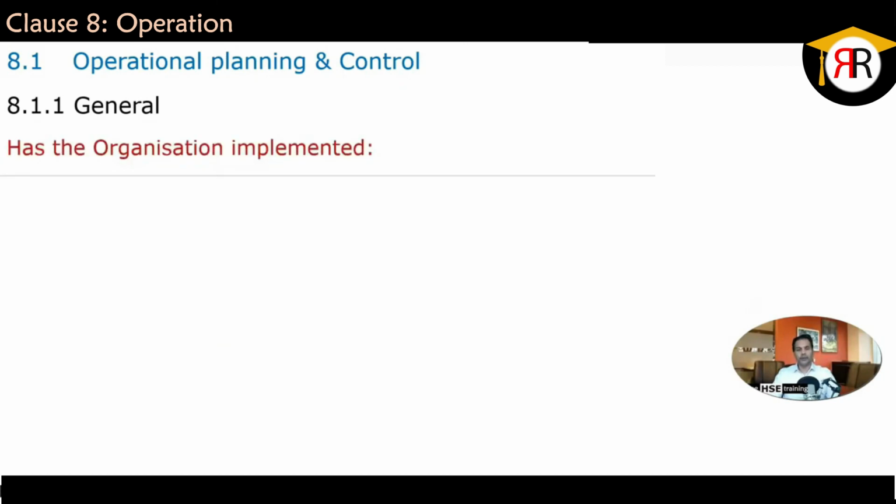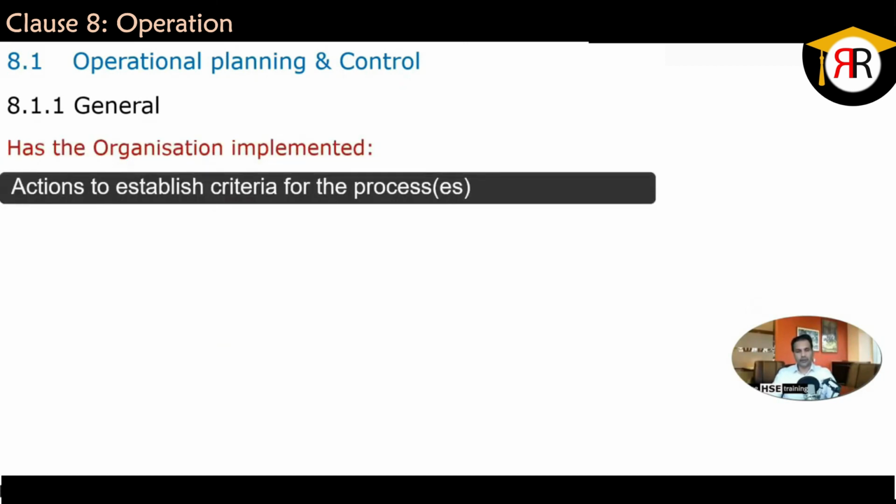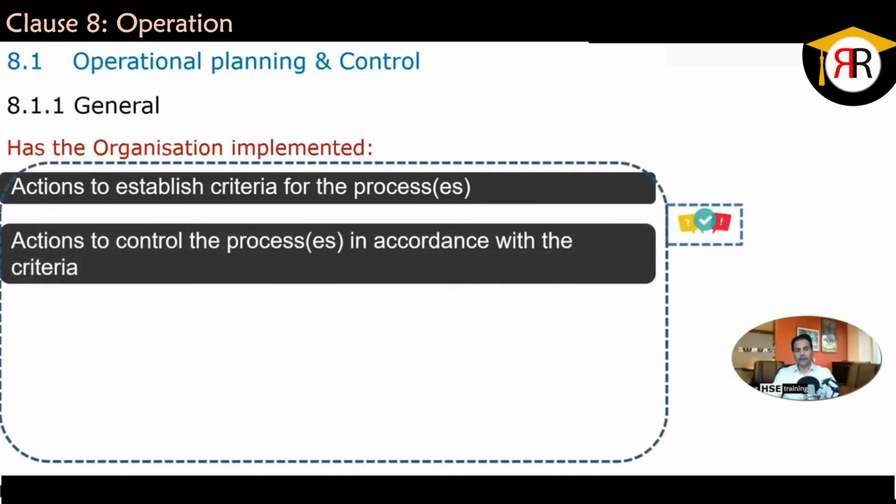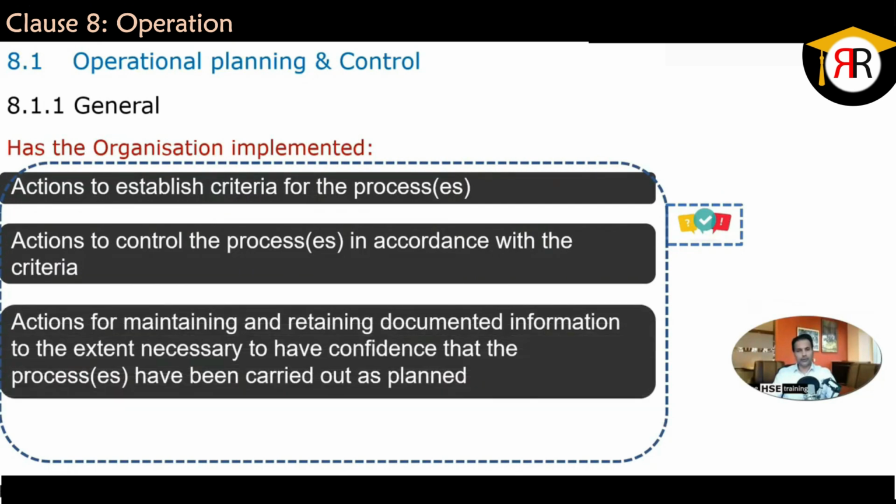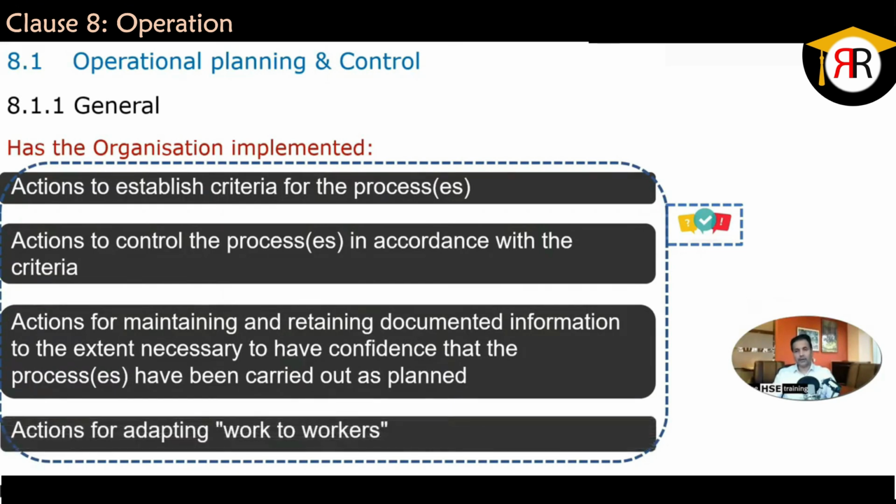Has the organisation implemented actions to establish criteria for the processes and actions to control the processes in accordance with the criteria? Also, actions for maintaining and retaining documented information to the extent necessary to have confidence that the processes have been carried out as planned, and actions for adapting work to the workers.